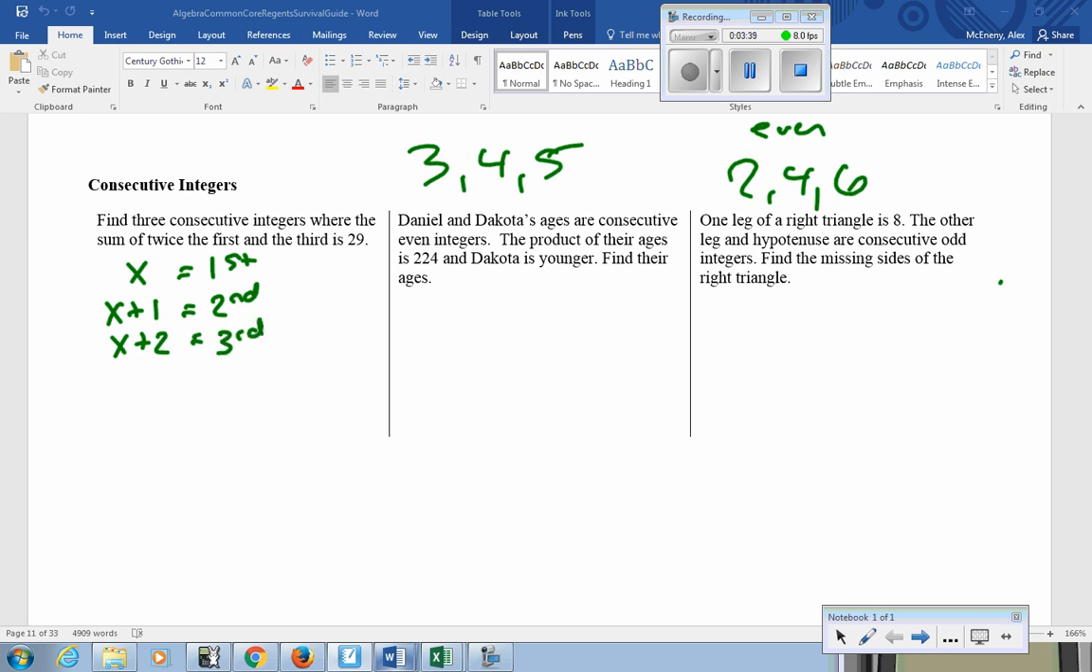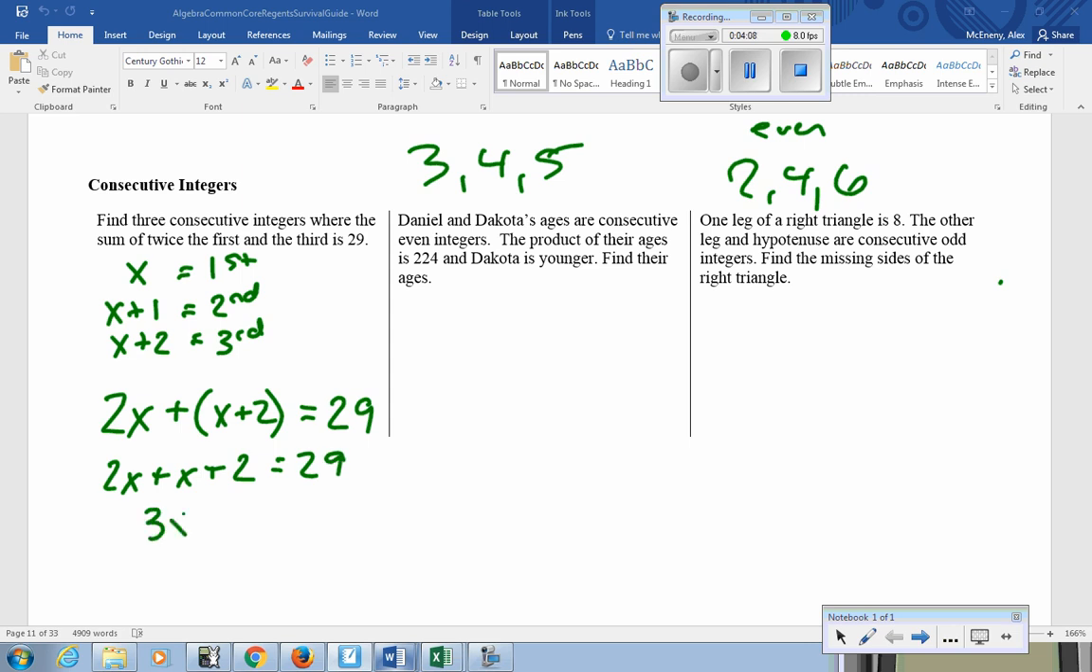So twice the first would be 2x, 2 times x. And the third, we're going to add that together. It says sum, and that equals 29. It's just putting those pieces together. So you could combine like terms and solve for x. You don't really need to do much with the parentheses, since there's nothing before it to distribute. So I'm just going to rewrite it without the parentheses.